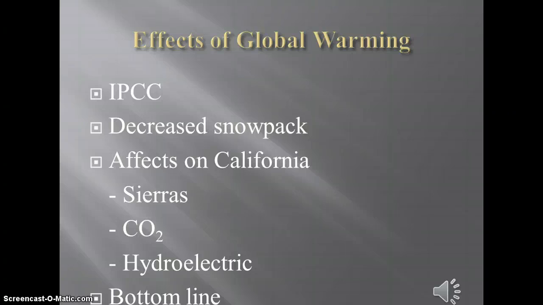The California Energy Commission has concluded that 44 million acre-feet of water that California annually uses results indirectly in the emission of 44 million tons of CO2. The bottom line is we are seeing higher CO2 emissions and higher water consumption.